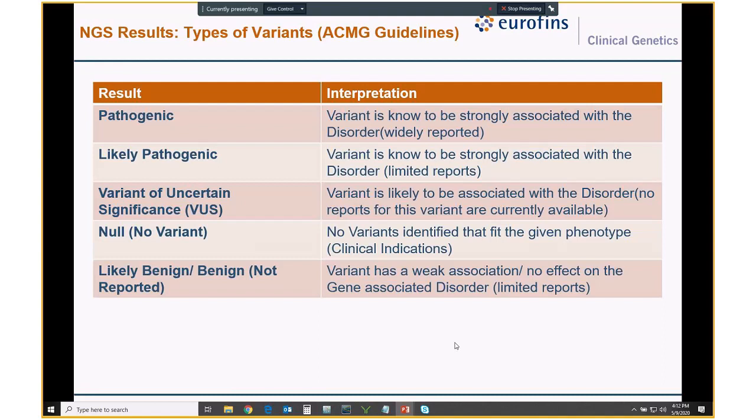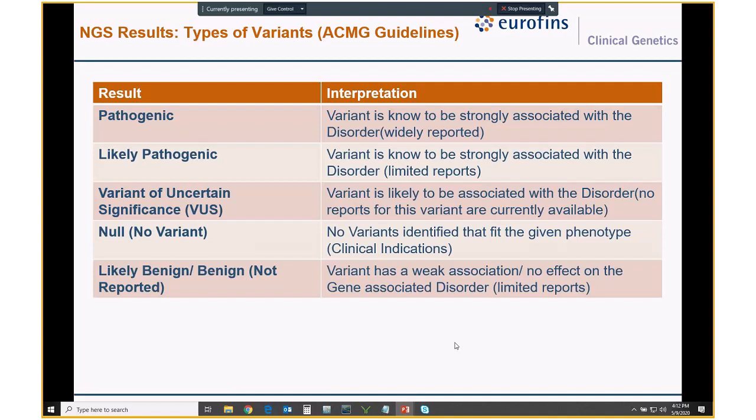Likely pathogenic are those which are known to be associated, but their association does not have strong evidence or support. So, for example, if I have a nonsense mutation, I can look at classifying it as a likely pathogenic variant depending on its location and its effect, even though it might not be widely reported earlier.